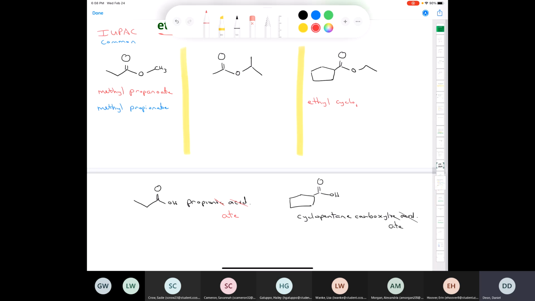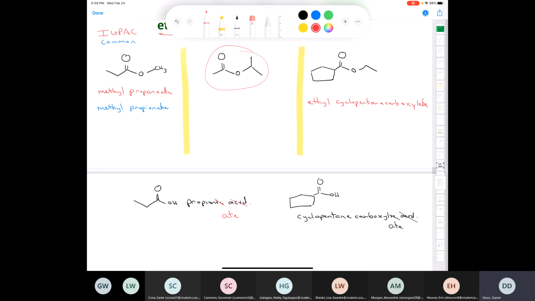Ethyl cyclopentane carboxylate. Son of a gun, I need a new prescription so bad. Carboxylate. There we go. All right. And I see where you're going there with the cyclovalerate, right? We don't really do the common names for the cyclic ones. I just mentioned that during the last lecture.